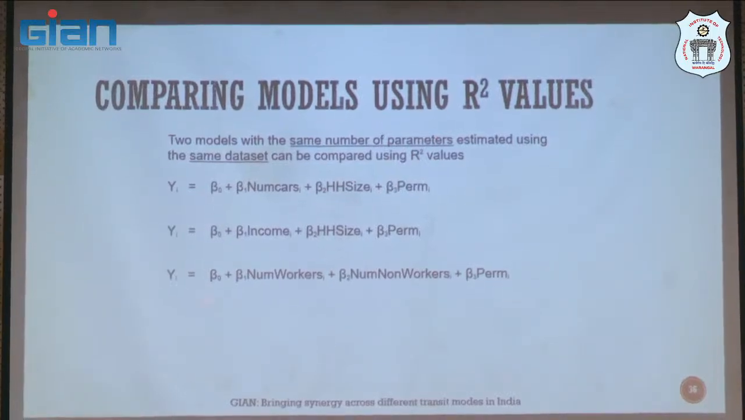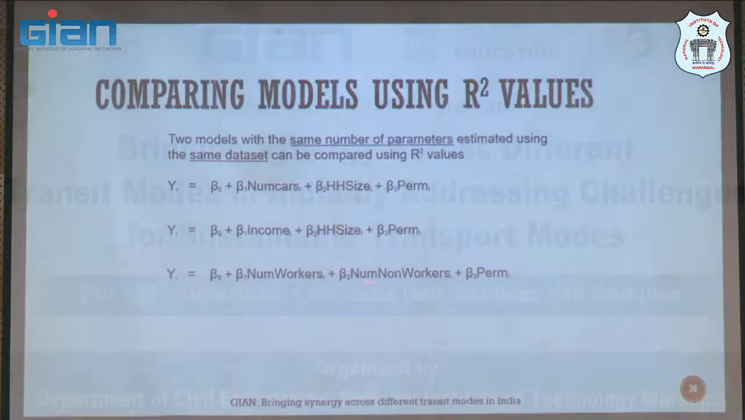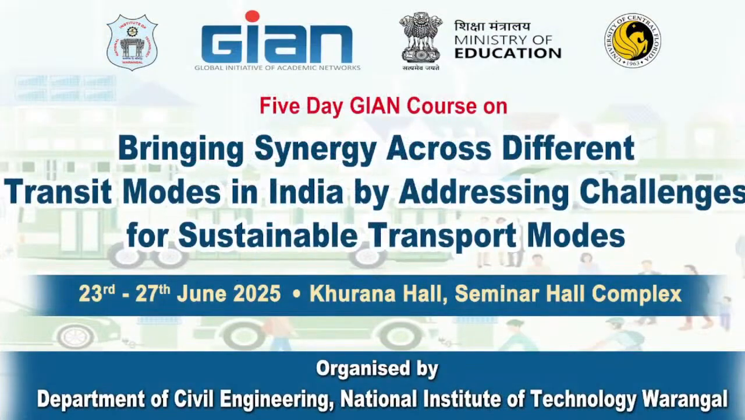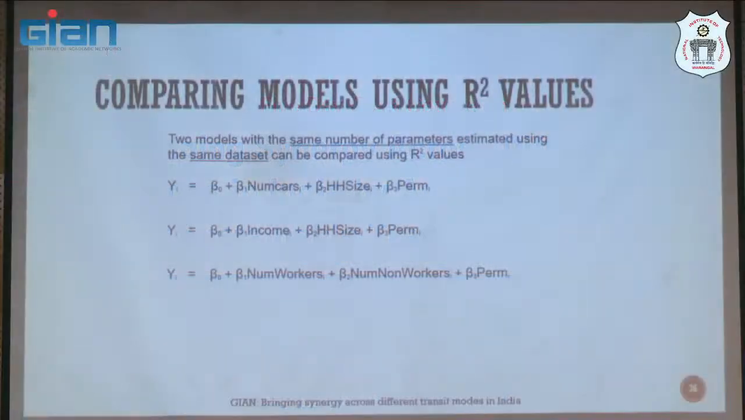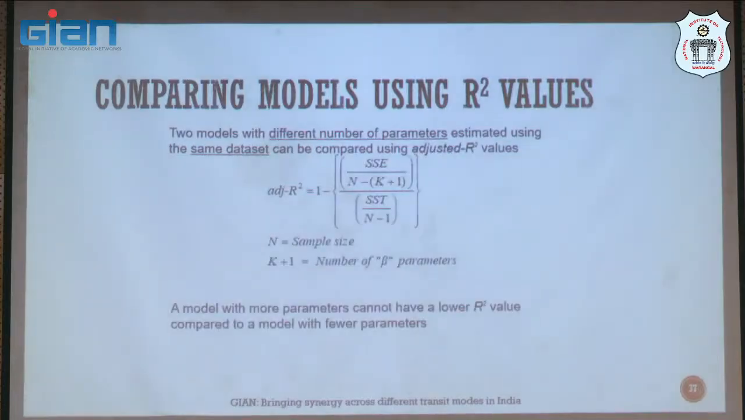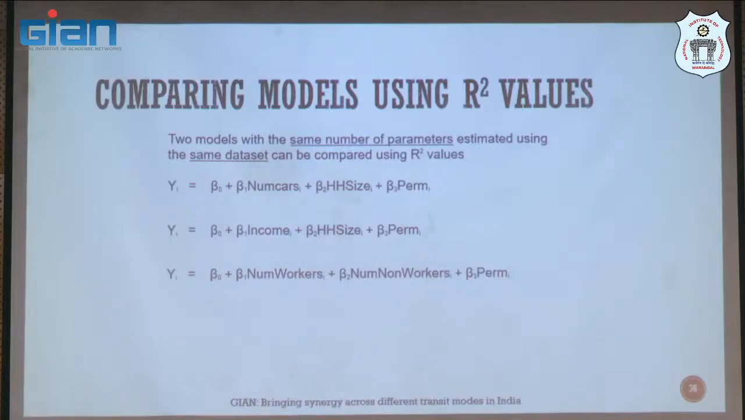So here I have number of cars, household size, and permanent. Instead of number of cars, I'm using income, household size, and permanent. And instead of using household size and income, I'm using number of workers, number of non-workers, and permanent. So let's say I ran all of these three models. Whichever model has the higher R square, I can select that model as the superior model. Okay. Now, what happens when you have more variables?